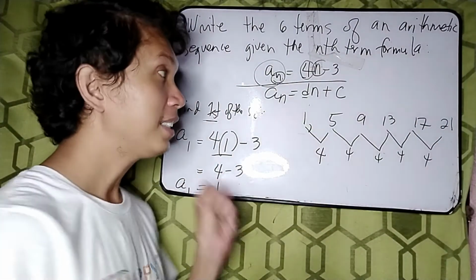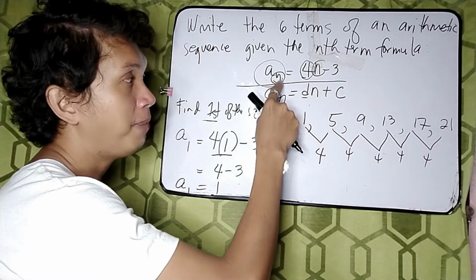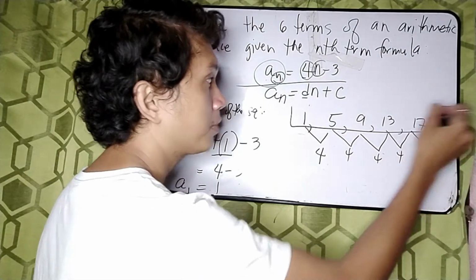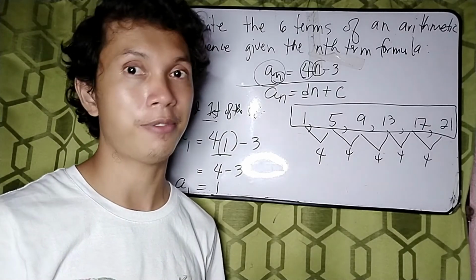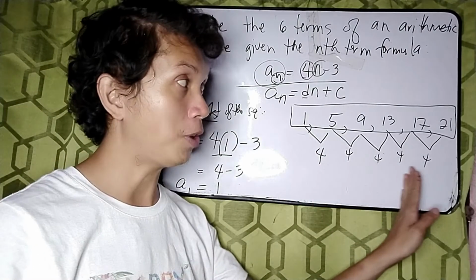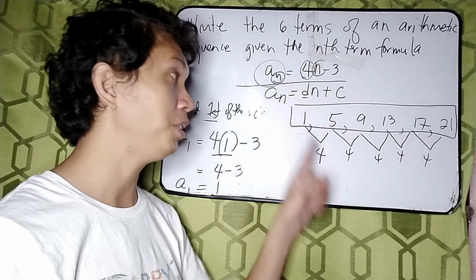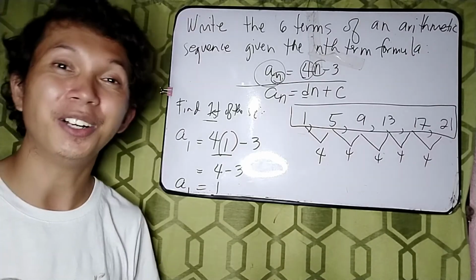So the 6 terms of the nth term formula a sub n is equal to 4n minus 3 are 1, 5, 9, 13, 17, 21. You don't need to write the plus 4 here. I just wrote it to show you that the common difference is the number that we add to get the next term. Okay, so that's all.